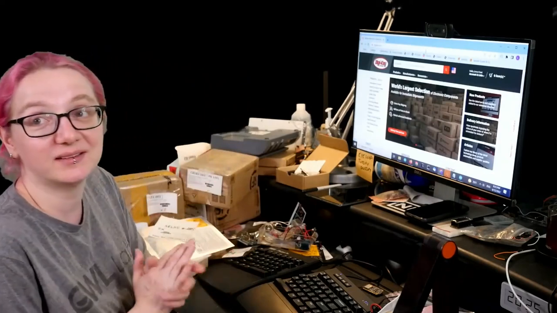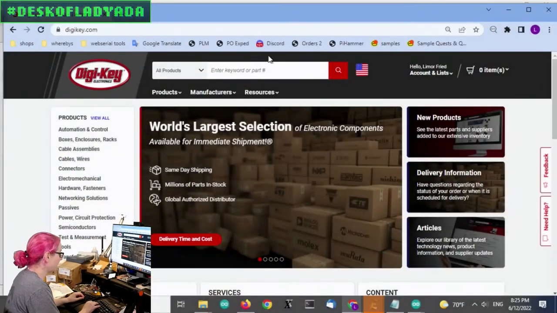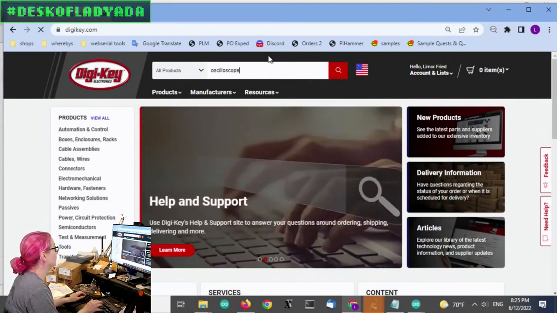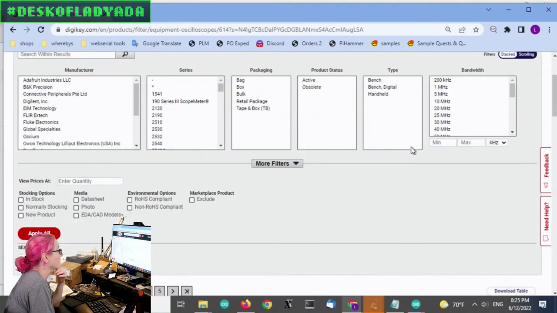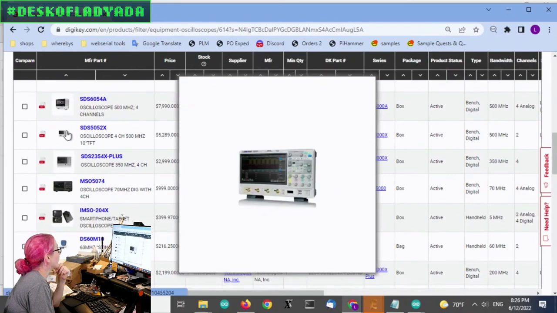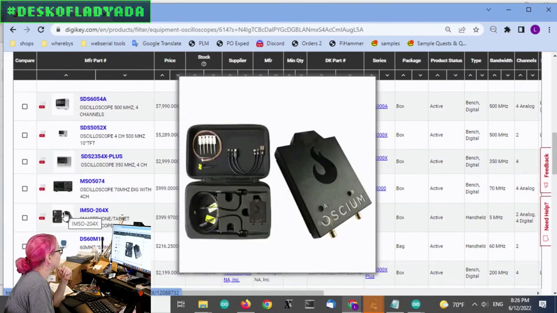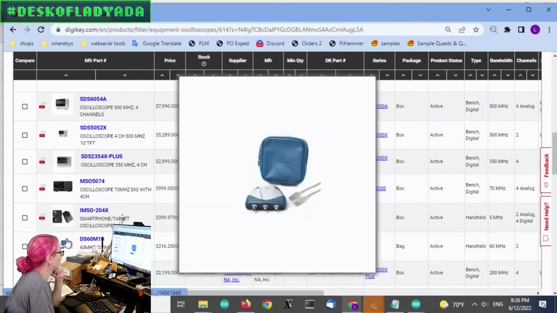Okay, so we're at Digi-Key. Let's go to the computer. And we're going to type in oscilloscope, which is tough to spell. But they do have them. I think I got my first oscilloscope from Digi-Key as well. So there are a couple of scope types. There's the standard type of scope, and there are also these smartphone and tablet scopes.